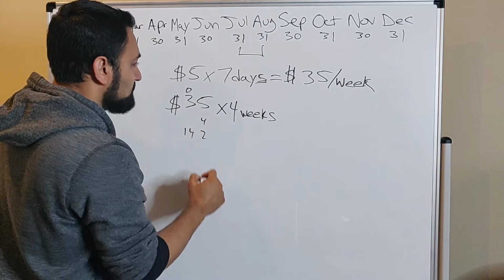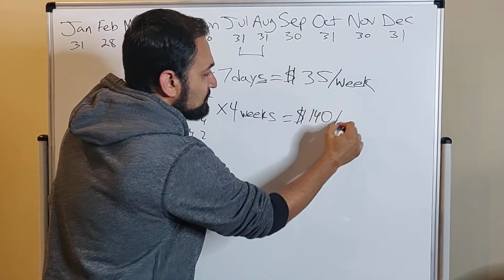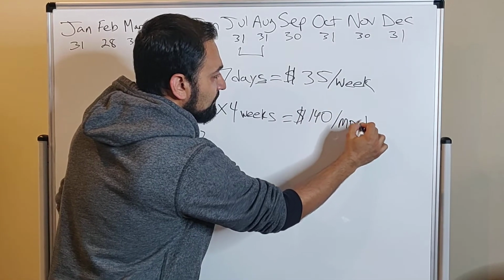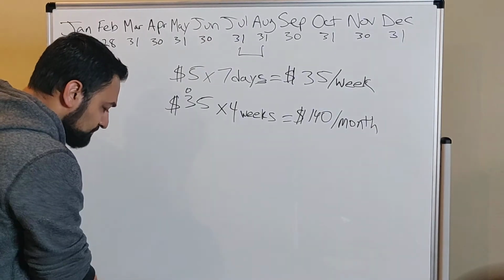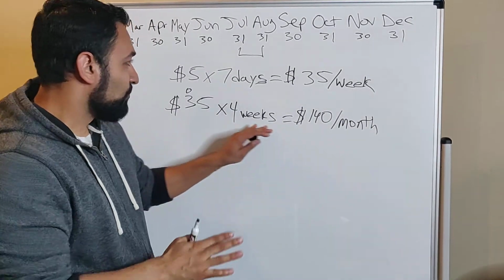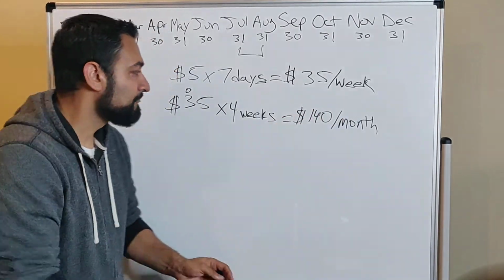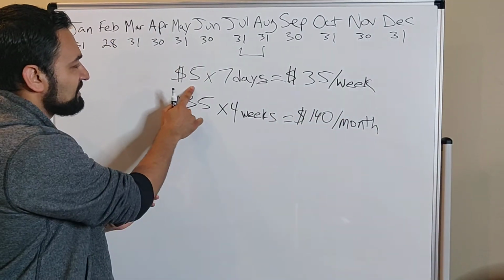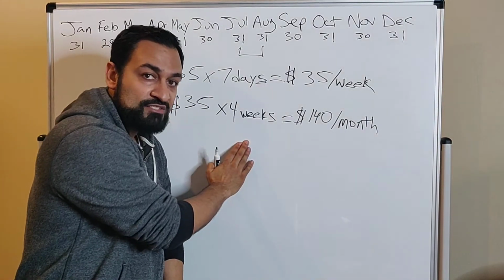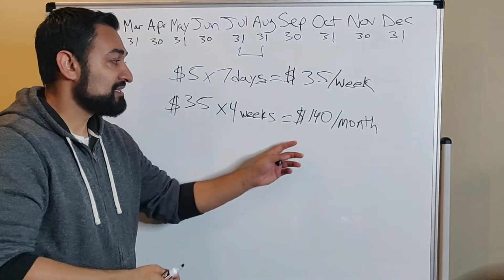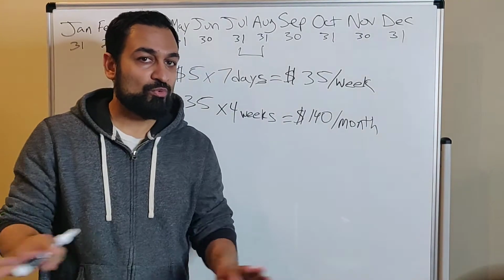So it's $140 a month. So by doing $5 a day for 7 days equals $35 a week, and when we take the weeks, $35 per week for 4 weeks, which is 1 month's time, that is $140 a month. Absolutely correct, no problem whatsoever.